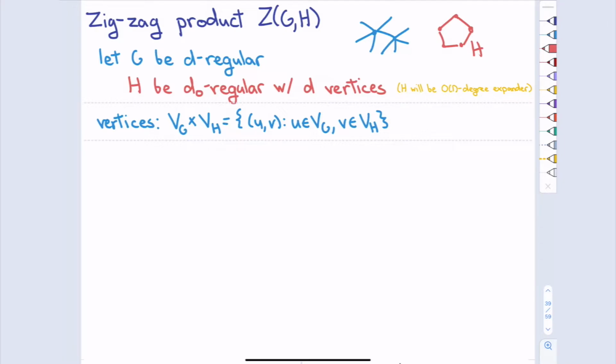But a nice thing is that H has a very small degree because it's a very small graph. So there's sort of smaller degrees of freedom controlling this higher degree graph over here. Okay, so now let me try to unveil the details and see if we can make some sense of it.